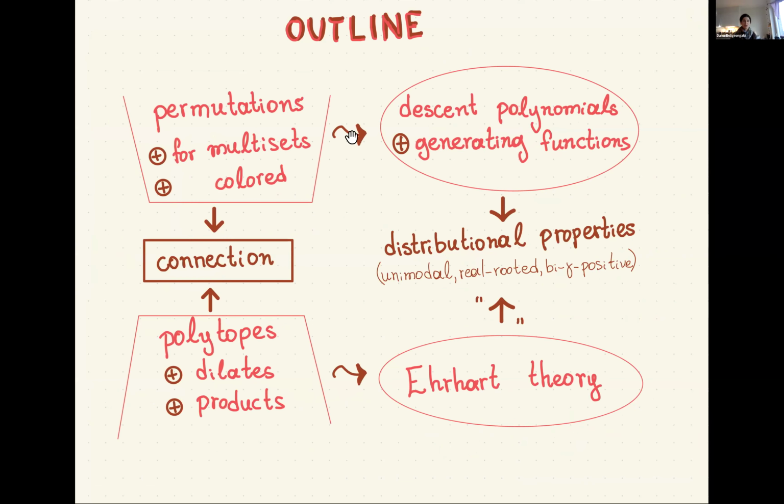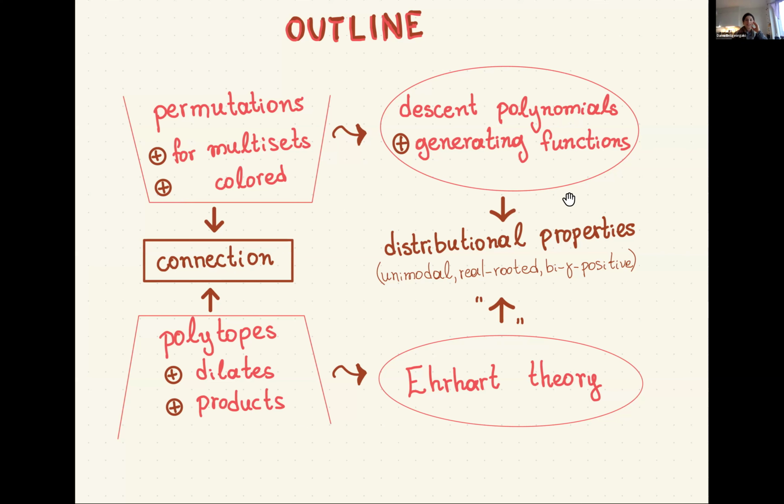So an overview is that we're going to talk about permutations, but this time, instead of regular permutations, we're going to think of multiset permutations, perhaps with colors, and their descent polynomials that are defined based on this statistic, and the generating functions that come with them. We will see how they connect to the theory of polytopes and Ehrhart theory, and use this connection to derive results about the distributional properties of these polynomials.